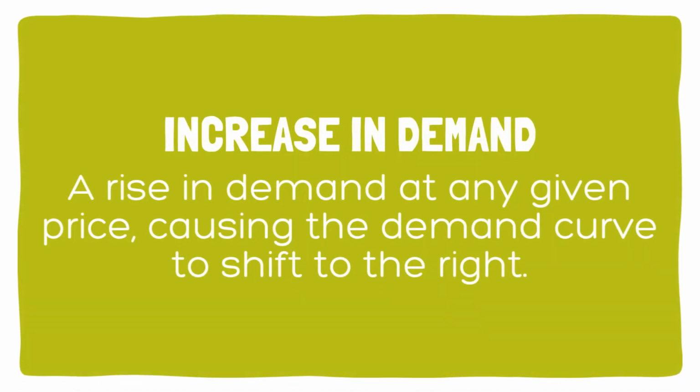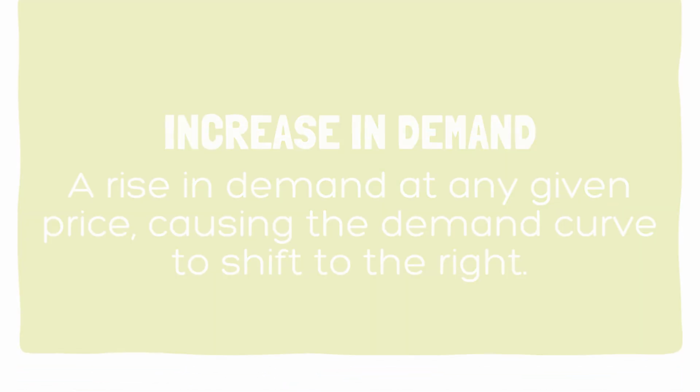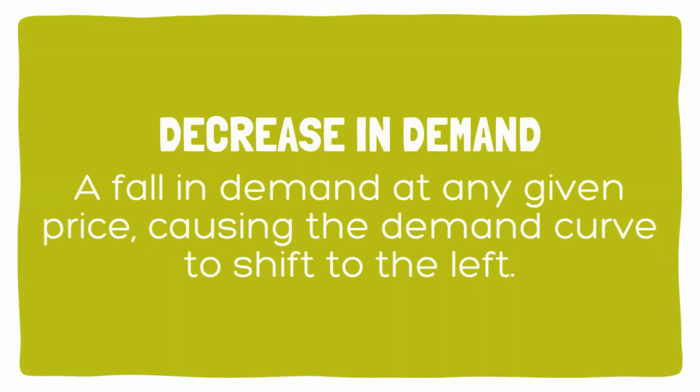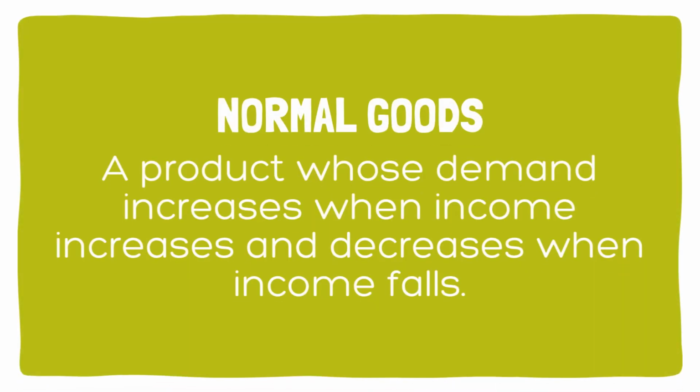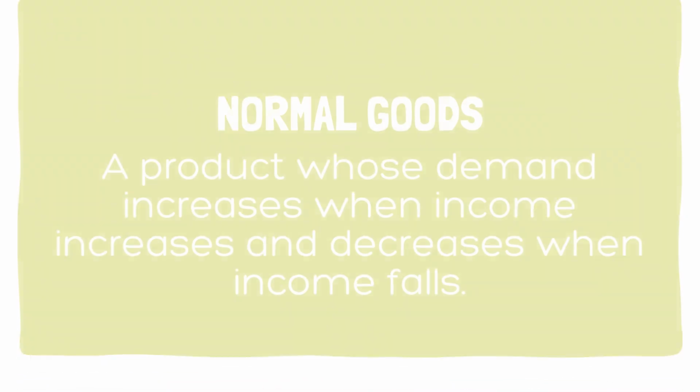Increase in demand is a rise in demand at any given price, causing the demand curve to shift to the right. Decrease in demand is a fall in demand at any given price, causing the demand curve to shift to the left. Normal goods are products whose demand increases when income increases and decreases when income falls.